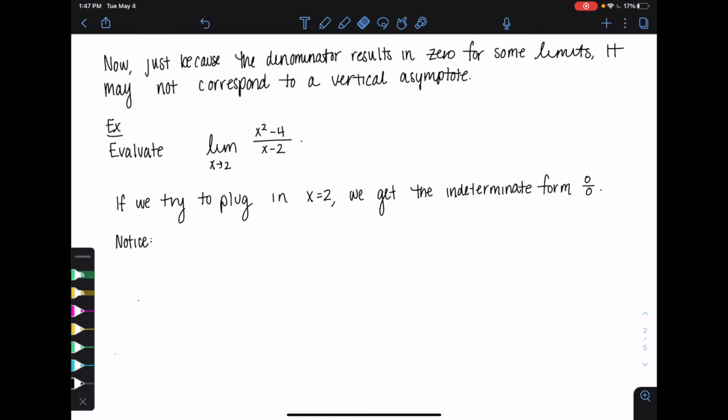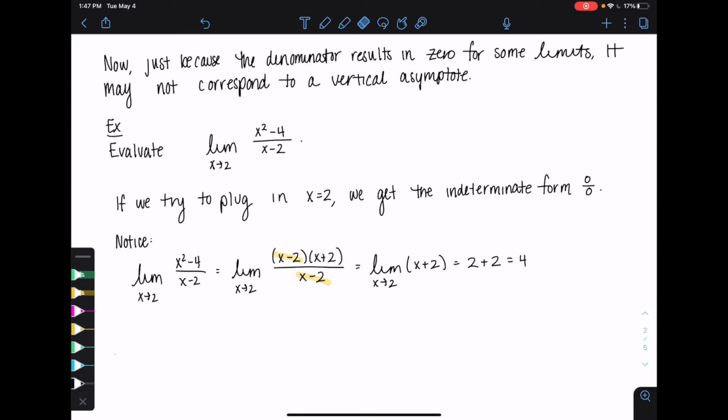So instead, let's notice some manipulation that we can do again. We can factor the top and bottom. The top factors into x minus 2 times x plus 2. The bottom is x minus 2, so those end up canceling. And I just get the limit as x approaches 2 of x plus 2, and I can directly plug that in to get 4. So this limit ends up existing even though it caused us to divide by 0. So we don't have a vertical asymptote there.